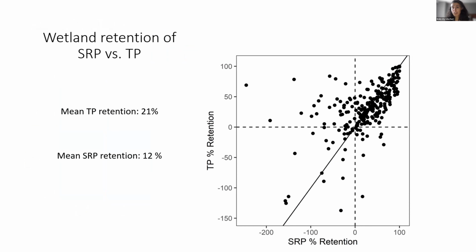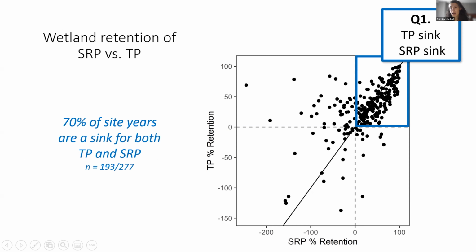The next couple of figures I'm going to show you focus on the retention of soluble reactive phosphorus versus total phosphorus. So that's soluble reactive phosphorus on the x-axis and TP on the y-axis. And what you're looking at in this upper right-hand quadrant of the plot is those wetlands that act as a sink for both forms. So they're removing somewhere between 0 and 100% of the phosphorus they're receiving, and moving towards 100 is what we would like.